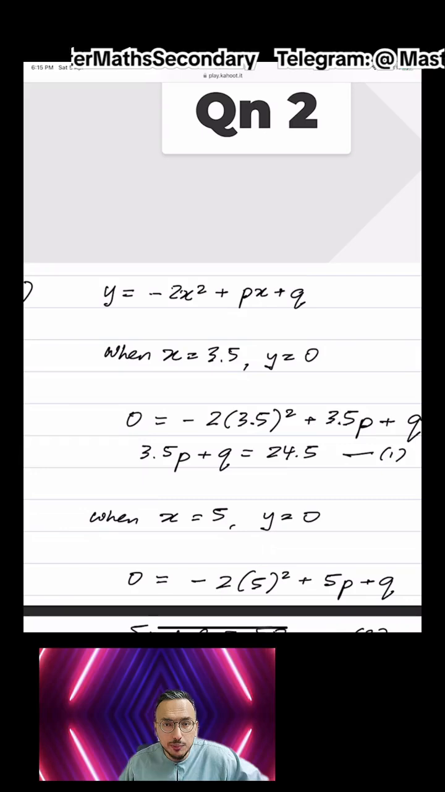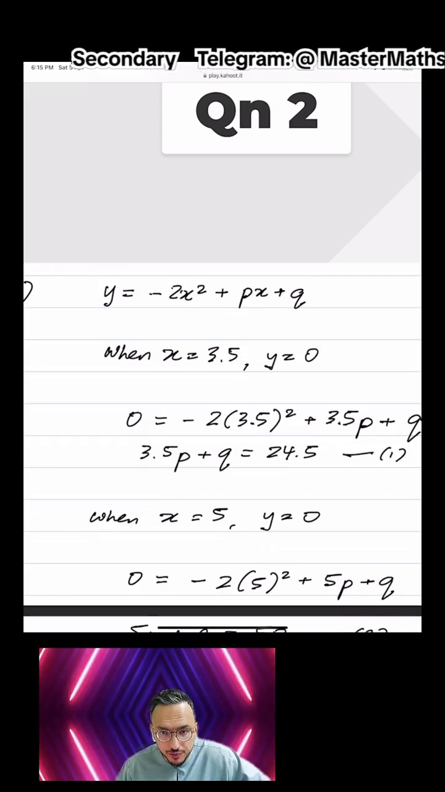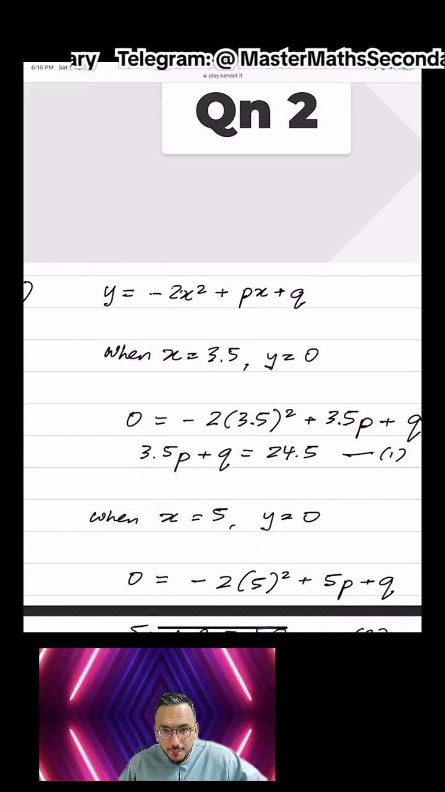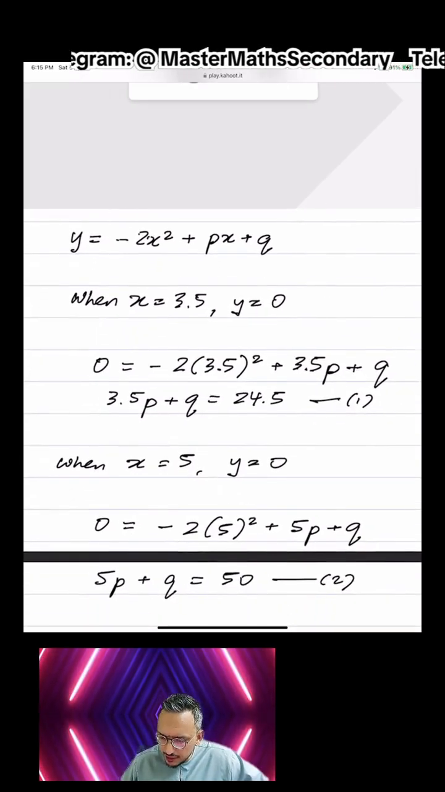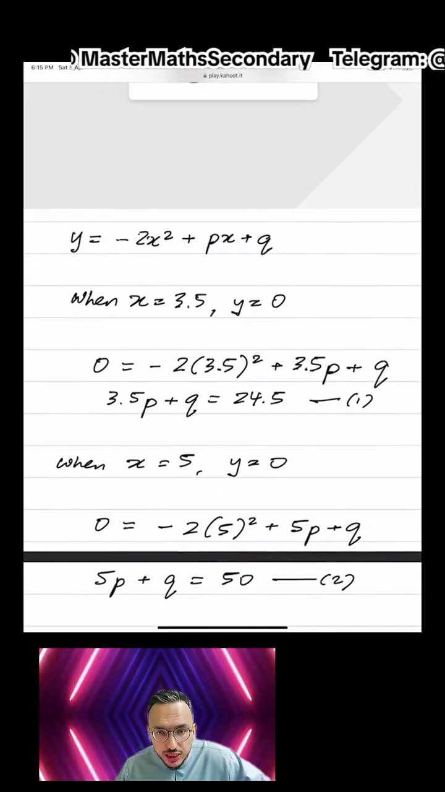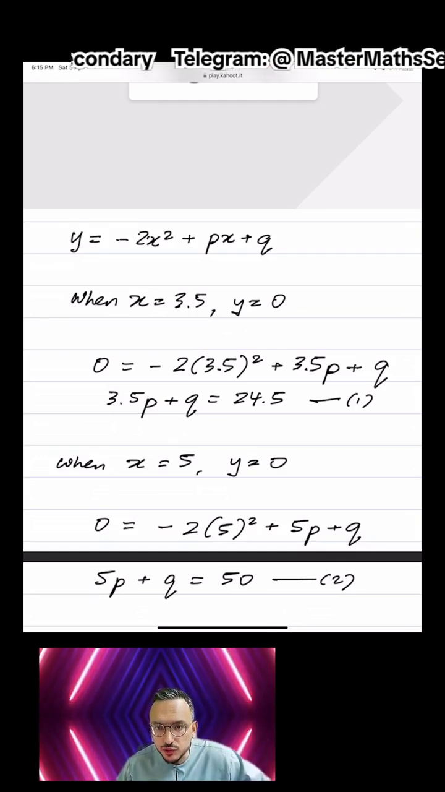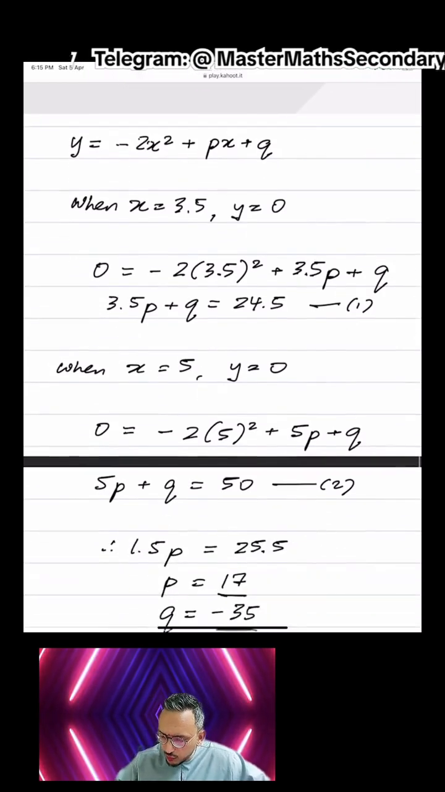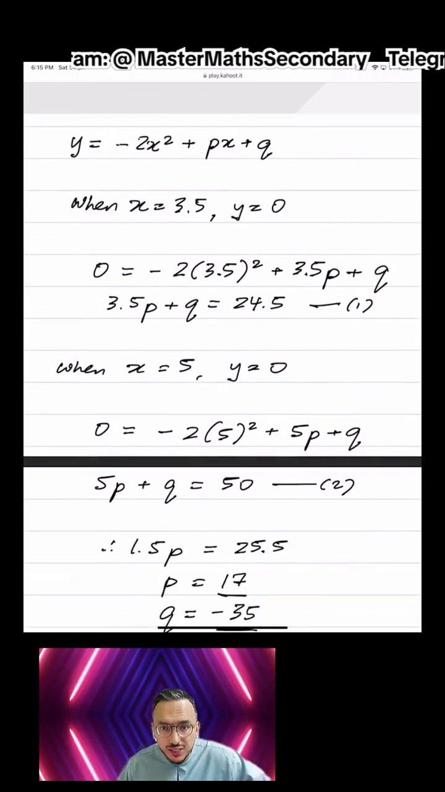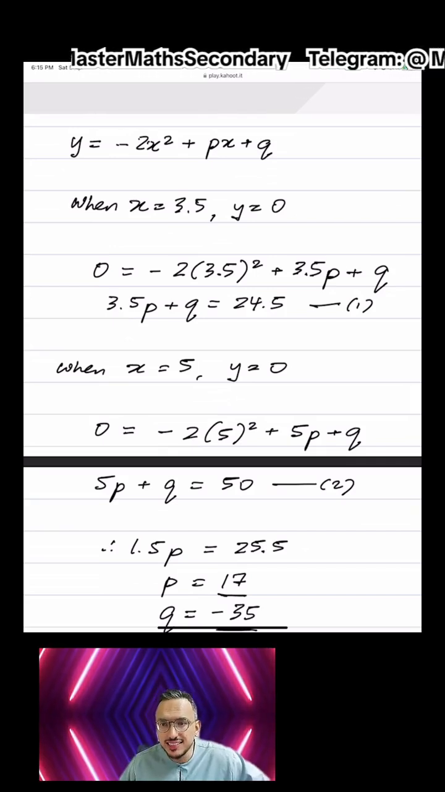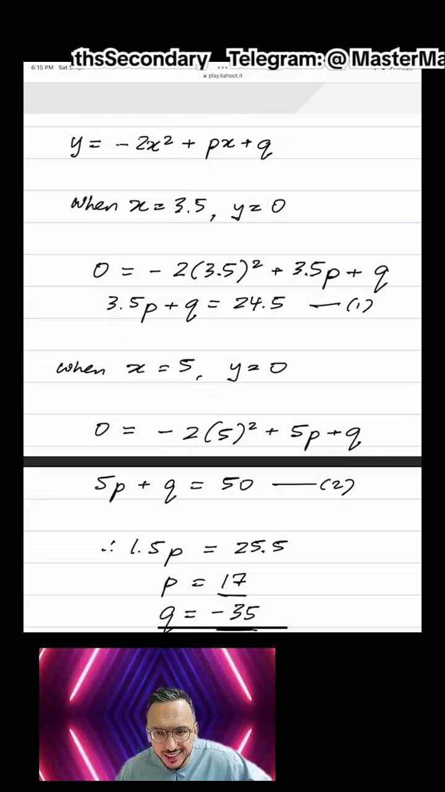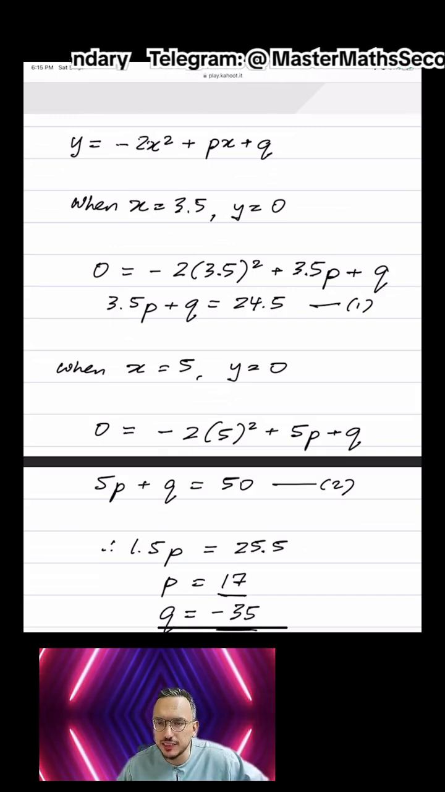Okay, so you substitute in x equals 3.5 and y equals 0, and then you will get 3.5p plus q equals 24.5. Then you substitute in x equals 5 and y equals 0, and then you will get 5p plus q equals 50. And then what is this? This is a simultaneous equation. You are primary 5, yes, I know.